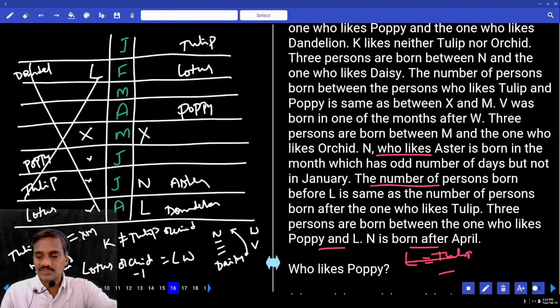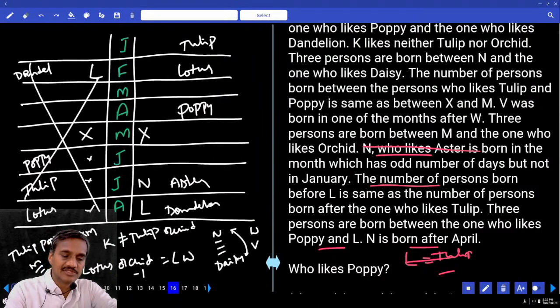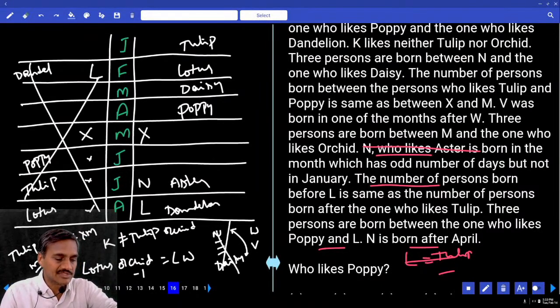And number of persons before. The information from here is all done. Now 3 persons between M and the one who likes orchid. And 3 in between M and orchid. Then tulip and poppy. Is there information here or not? N and dicey. Now N and dicey there must be exactly 3 people. N is 1, 2, 3. Dicey must be here. We have done with this one. Then N and dicey, then tulip and poppy, and M and orchid.